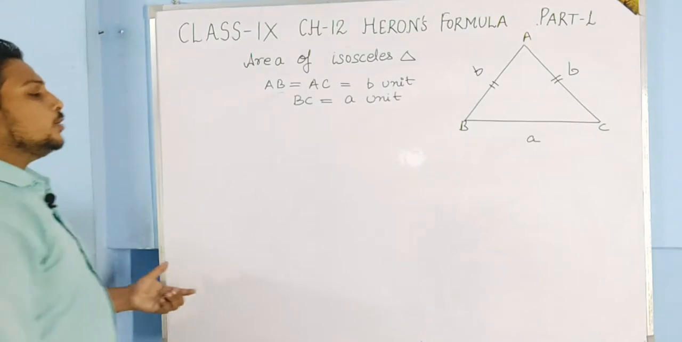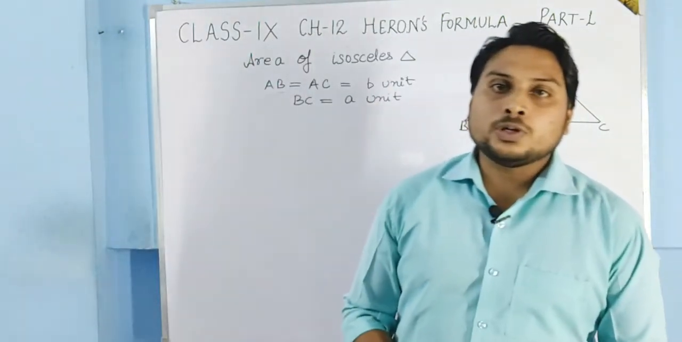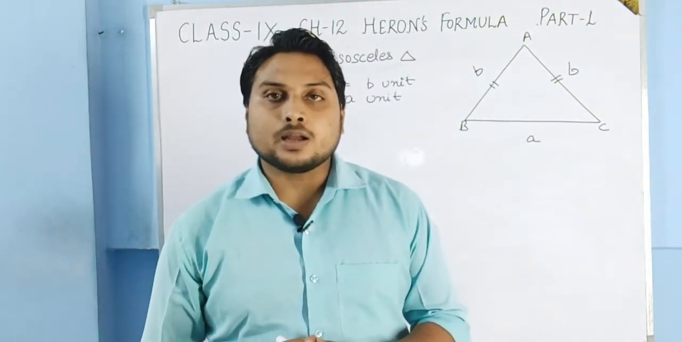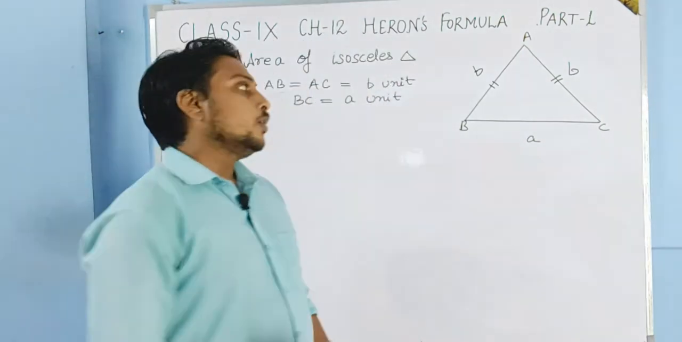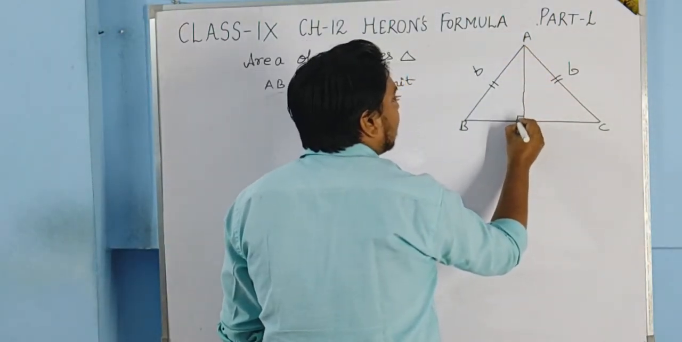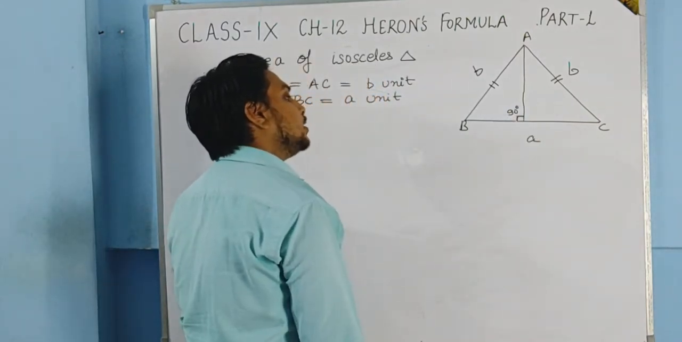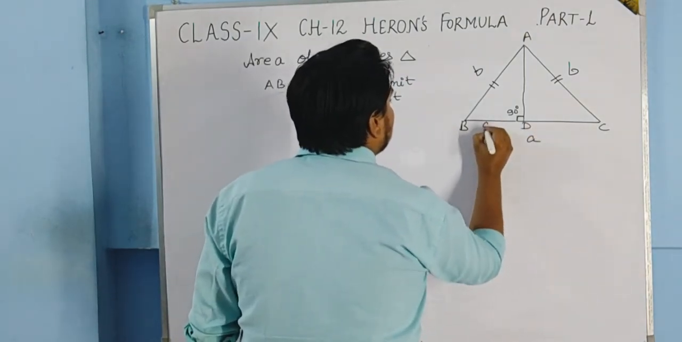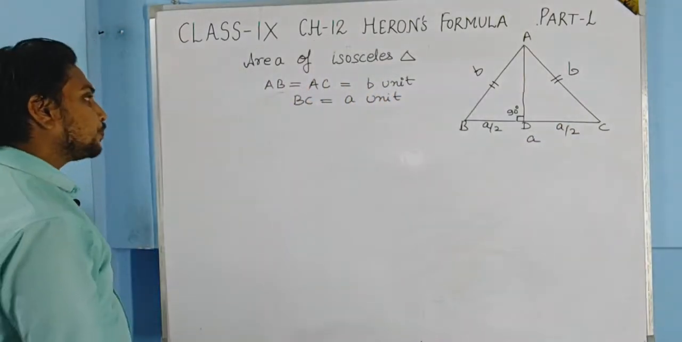Students, when I was telling you the concept of median and altitude, I told you that in the case of equilateral triangle and isosceles triangle, the median and altitude are the common line. Means when you draw the perpendicular to its opposite side, that is 90 degrees, it will bisect this side also. So here it will be A by 2 and here also it will be A by 2.